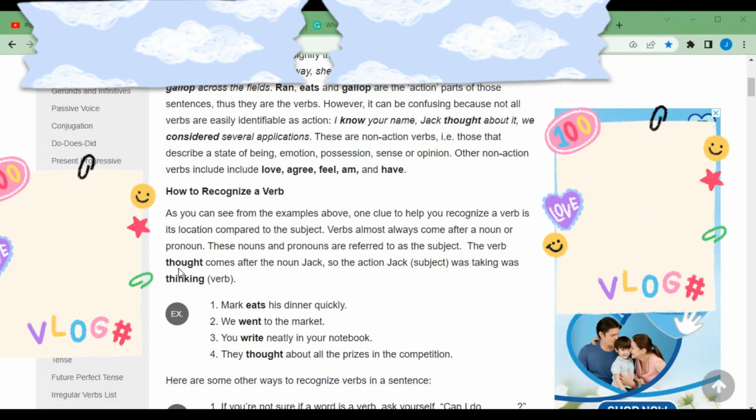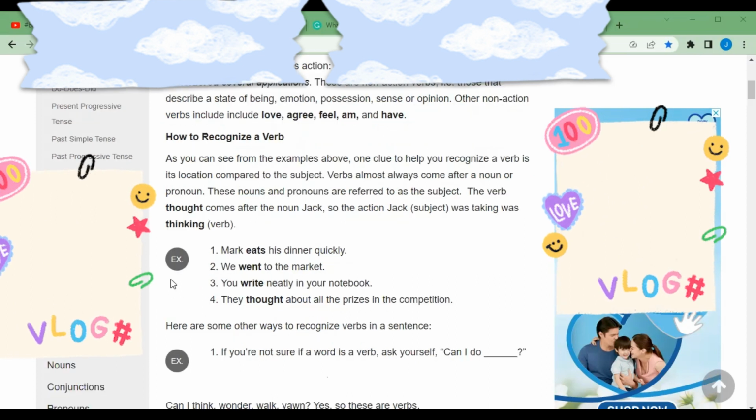The verb thought comes after the noun Jack. For this example, "Jack thought about it." Jack is a noun and thought here is a verb. The action Jack, the subject, was taking was a thinking verb. Thought is the past tense of think.